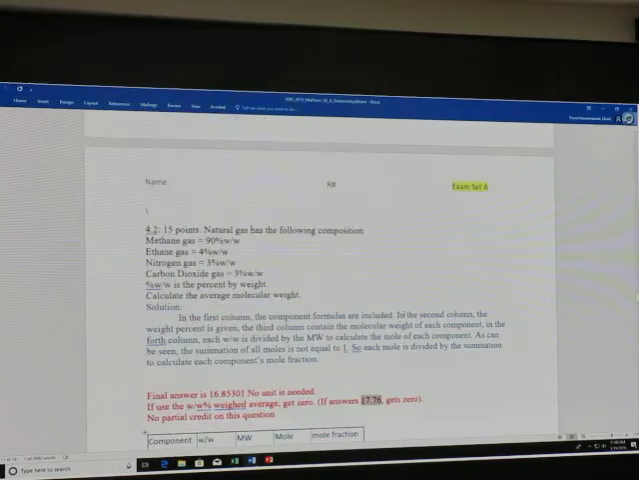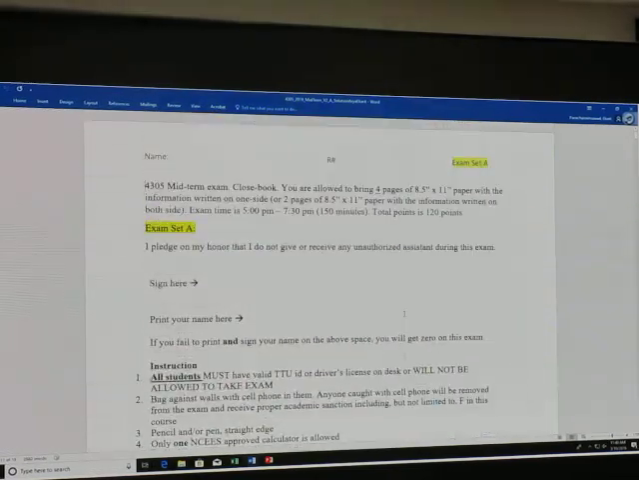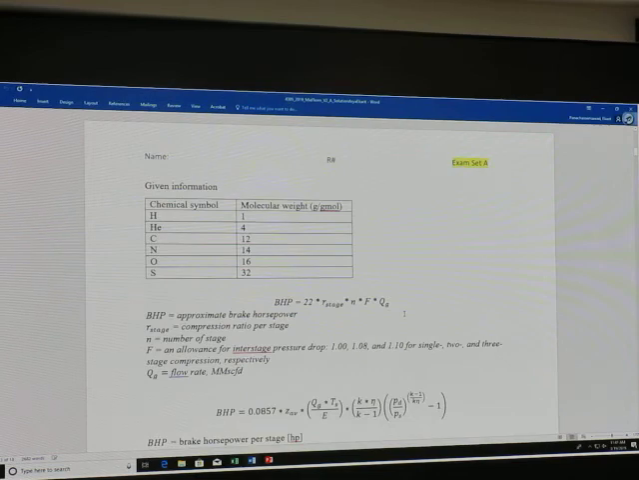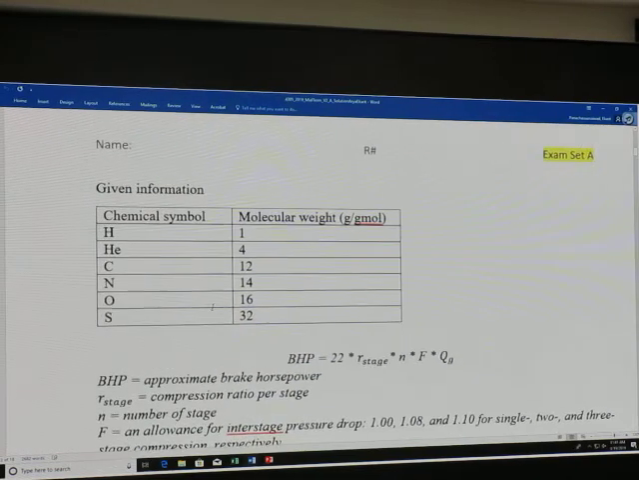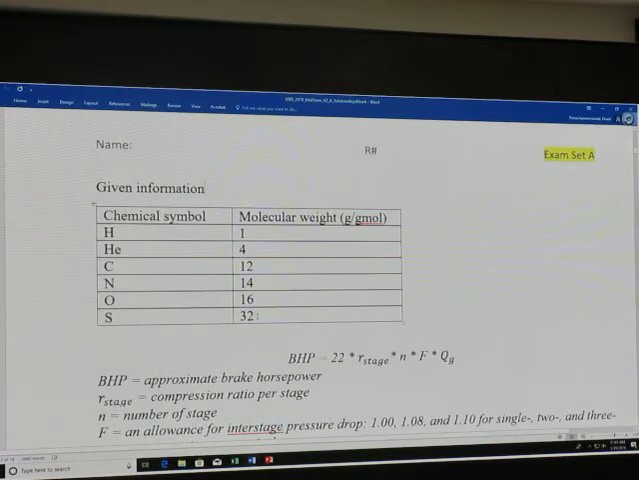In the exam itself, I show the sulfur atom molecular weight is 32. Is 32 more than 29? Yes. So H2S, two hydrogen and one sulfur, is that denser than N? Yeah. So the molecular weight is more.